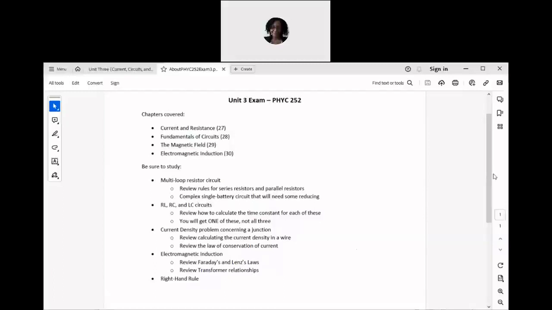The RC circuit was first introduced in the second half of the fundamentals of circuits class notes. I'm going to ask you something about current density and a junction. So imagine you have multiple wires feeding into a junction. If you use the law of conservation of current, you can figure out how much current is attributed to each wire, and remember how you can calculate current density. If you know the amount of current going through a wire, then the current density is something you can determine just by knowing the radius of the wire.